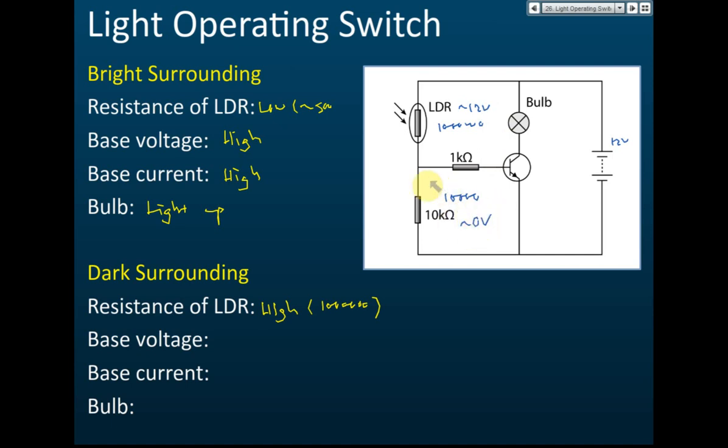The base voltage here is almost 0 volt, so it's very low. If the base voltage is very low, then the current is also very low. So the base current here is very low, then the current at the bulb is very low, and the bulb does not light up.